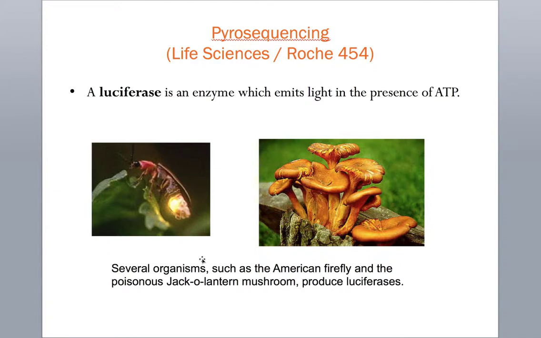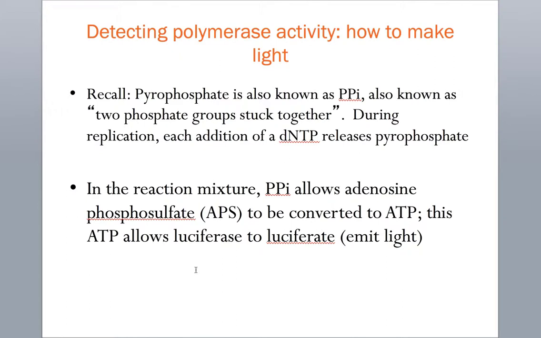The major enzyme which works with this technology is called luciferase. Luciferase is an enzyme which emits light in the presence of ATP. For example, the American firefly or the jack-o'-lantern mushroom can produce luciferase, which means they can glow in the dark. This was developed, and is now owned by Life Sciences or Roche 454. They are all using these technologies, but it was developed at 454 by Dr. Rothberg. So how can we make the light?